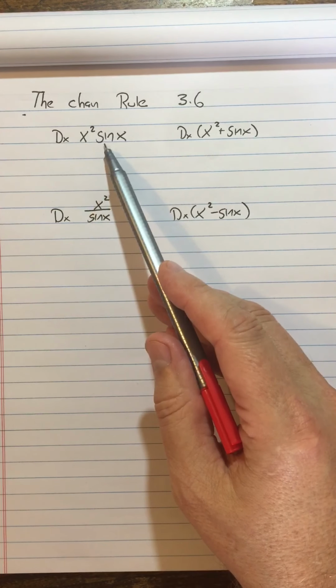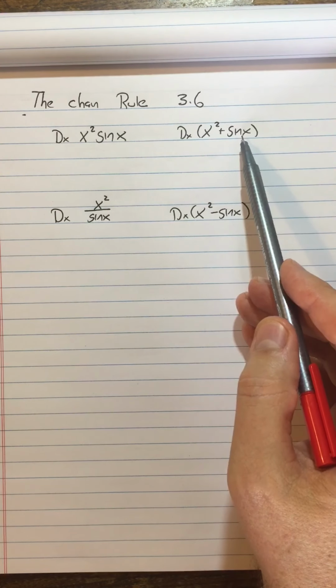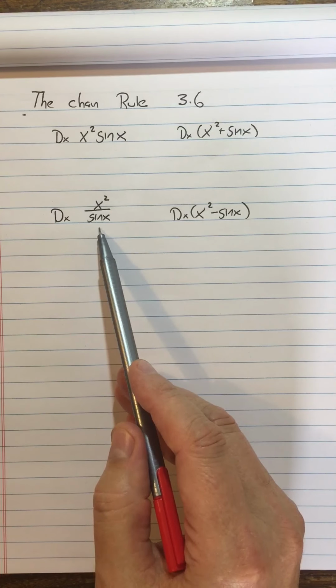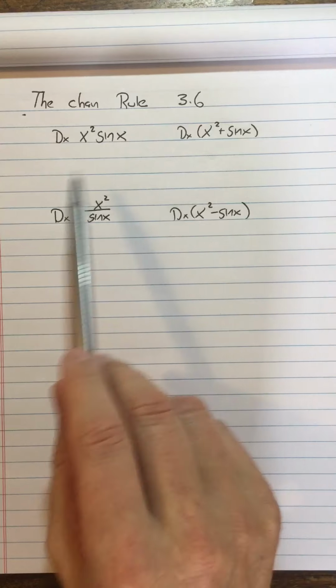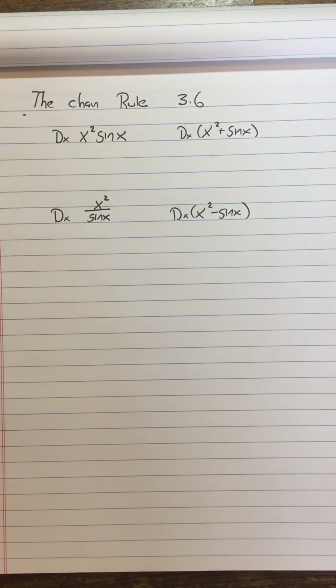I can multiply x squared times sine of x, I can add x squared and sine of x, I can divide x squared and sine of x, and I can subtract sine of x from x squared. You should start by pausing and finding out what those four derivatives are using the rules you already know.